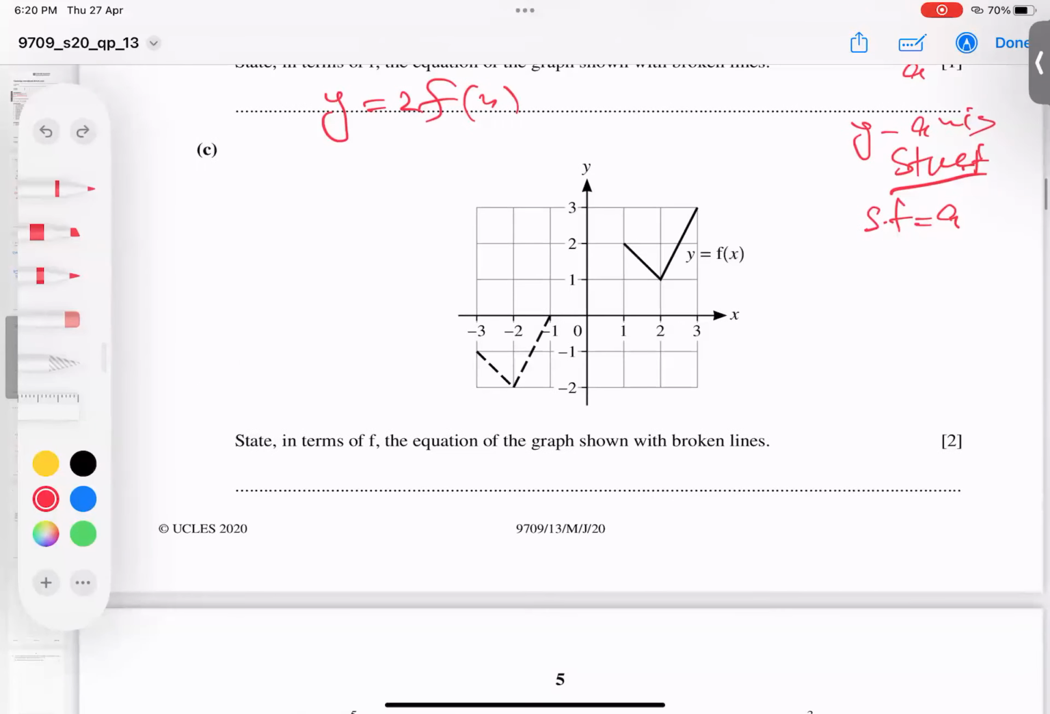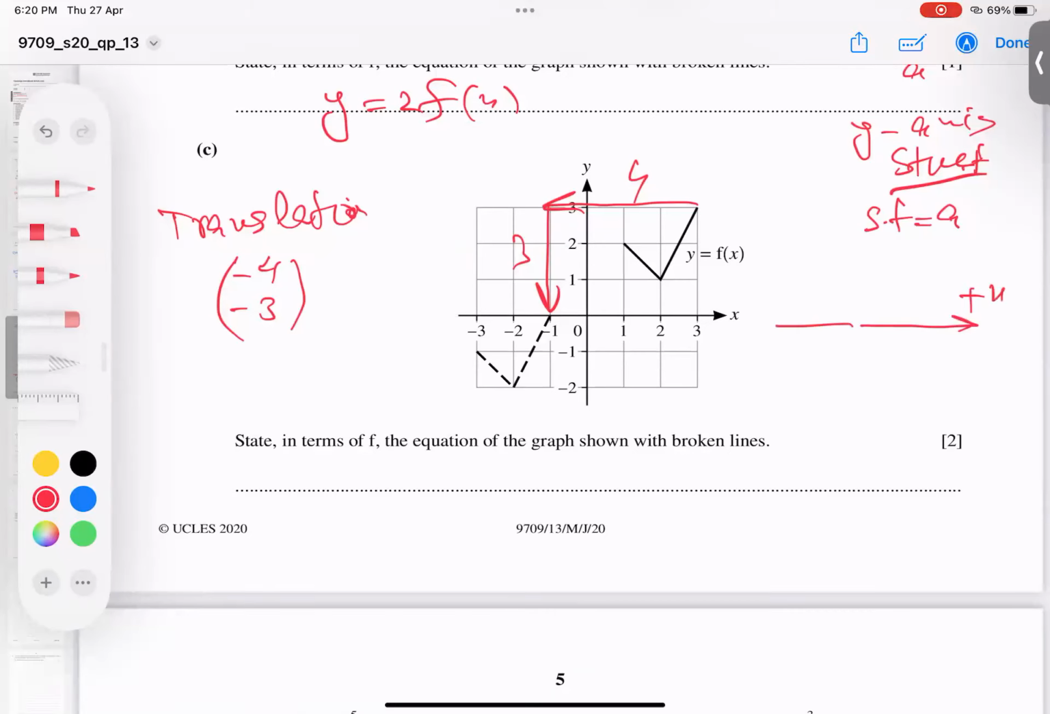The next question we have here is part C. We have the broken line, so this is the object, this is the image. If you look carefully, this point shifted from here to there: 1, 2, 3, 4 boxes to the left side and 1, 2, 3 boxes downwards. So it is a translation. I'm writing here translation by column vector -4, -3. Reason: right side is positive x, left side negative x, upward positive y, downwards negative y. Both are negative, very clear: left side and downwards.